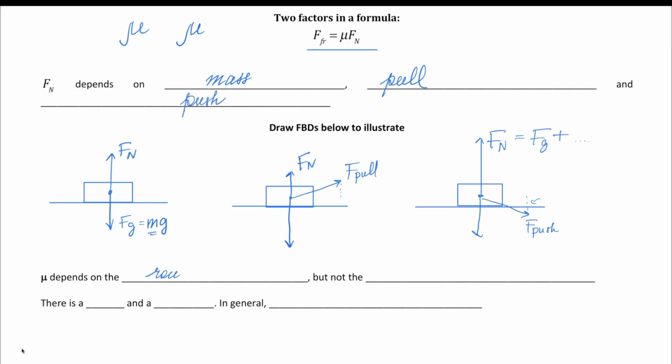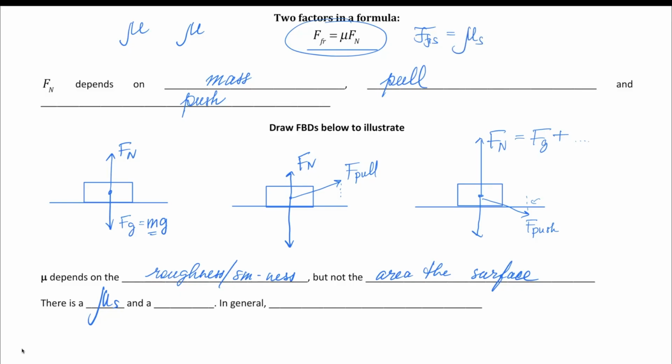Mu depends on roughness or smoothness, but not the area of the surface. There is a mu s that allows us to calculate static friction: the force of static friction can be found as the static coefficient times the normal force. That's called the coefficient of static friction, which is the ratio of the force of static friction to normal force. Then there is the coefficient of kinetic friction, mu k, the ratio of kinetic friction to normal force. So the force of kinetic friction can be found as mu kinetic times normal force. And in general, mu s is greater than mu k.